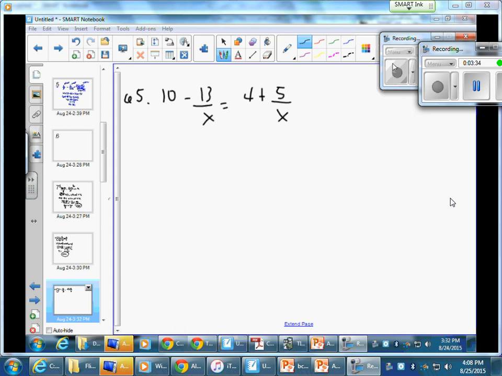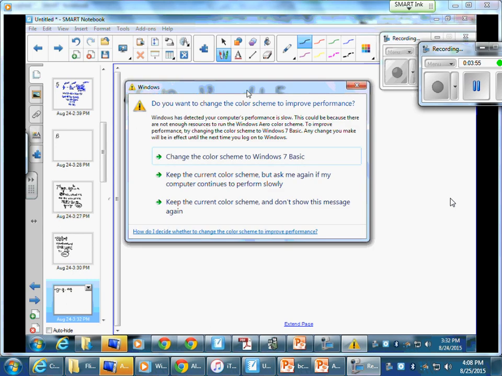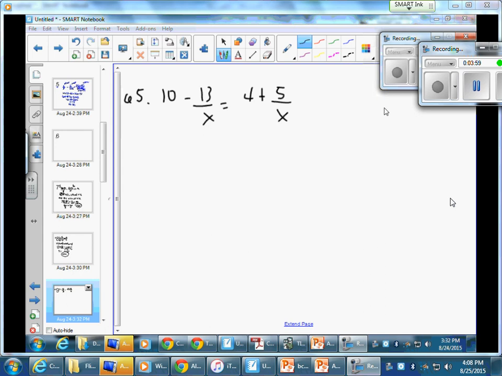Alright, problem 65. 10 minus 13 over x equals 4 plus 5 over x. Looking at the denominators, I have an x and an x. So I think I can multiply everything by x, and that'll get rid of my fractions. 10's over nothing, 4's over nothing, so the only things I have to worry about are the 13 and the 5, which are both over x. So I'm going to go through and multiply everything by x.